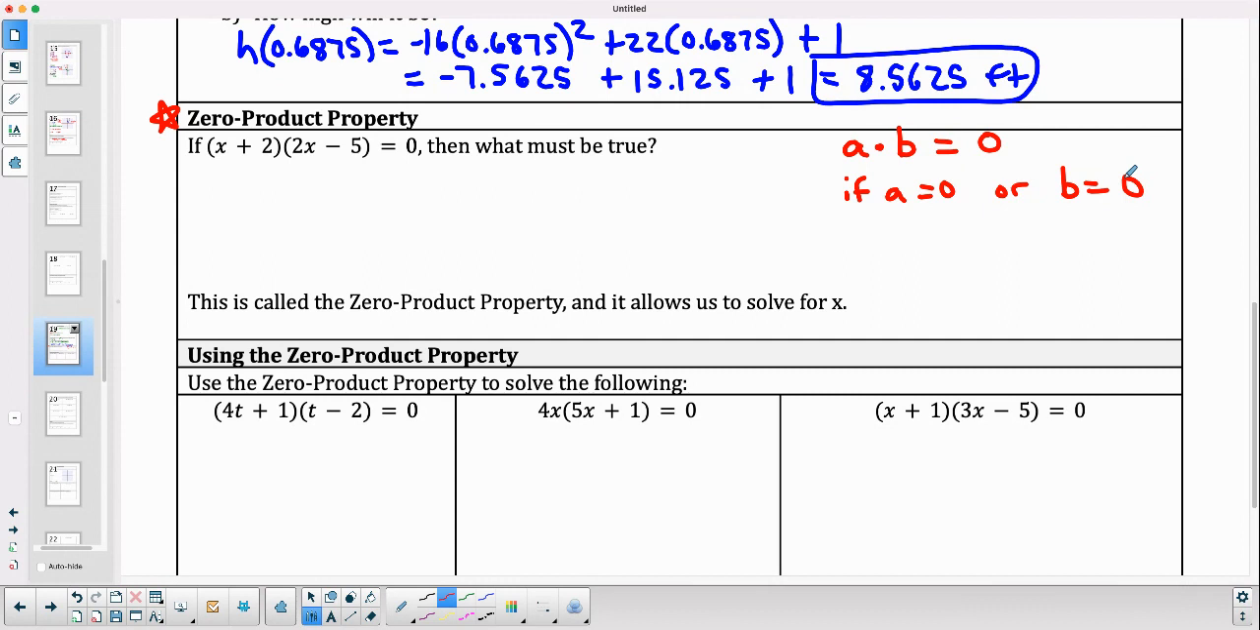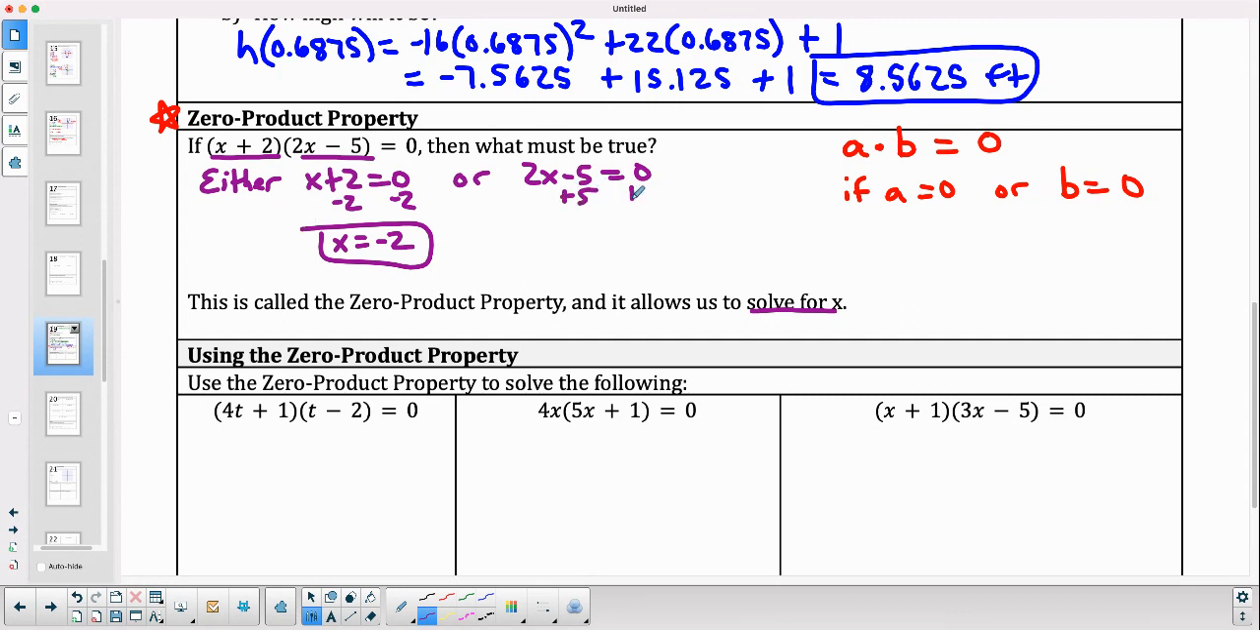Going back to the example they gave in the notes, if it's x plus 2 times 2x minus 5, either x plus 2 equals 0 or 2x minus 5 equals 0. So either this piece is 0 or that piece is 0. That allows us to solve for x. If x plus 2 equals 0, then when you subtract 2 from both sides, x equals -2. If 2x minus 5 equals 0, then we add 5 to both sides and divide by 2. So x would be 5 over 2 or 2.5. Those are the two values that make the whole thing 0.